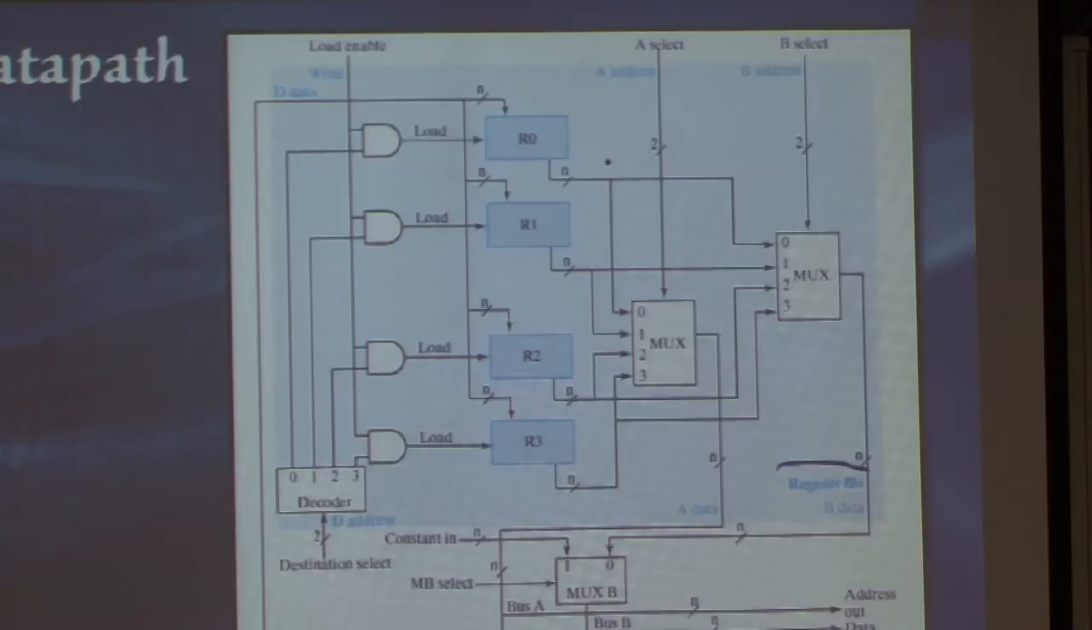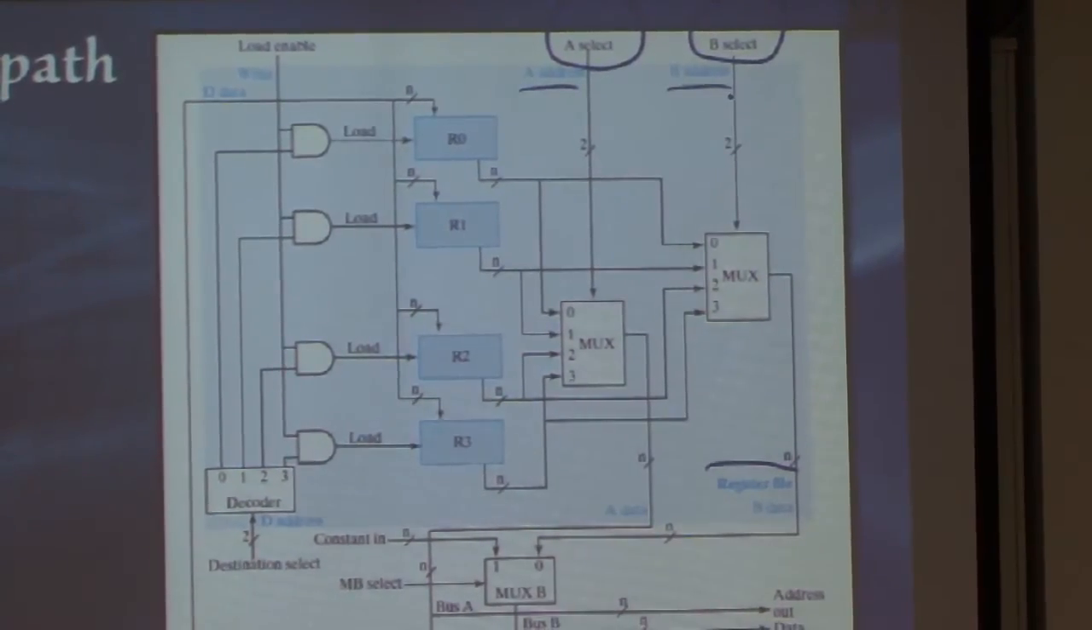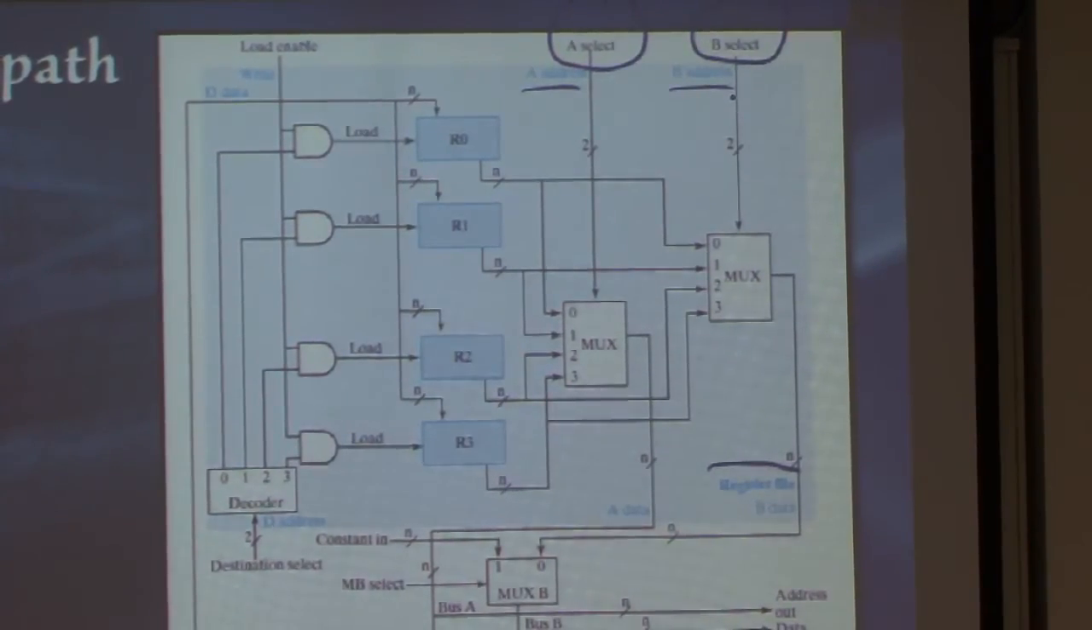We might want to read 2 of those registers and do some operation on them. So you can see all of the outputs from the registers are connected to two multiplexers, and they're controlled by what's called the A select and the B select, or the A address and the B address.